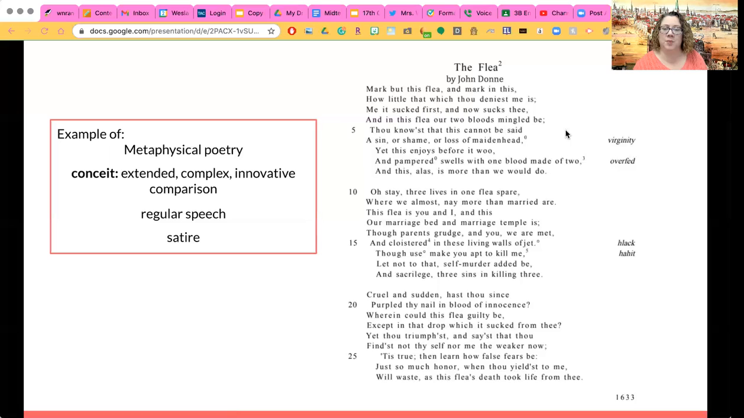It goes like this: Mark but this flea, and mark in this, how little that which thou deniest me is. Me it sucked first, and now sucks thee. And in this flea our two bloods mingled be. Thou knowest that this cannot be said a sin, or shame, or loss of maidenhead. Yet this enjoys before it woo, and pampered swells with one blood made of two. And this, alas, is more than we would do.